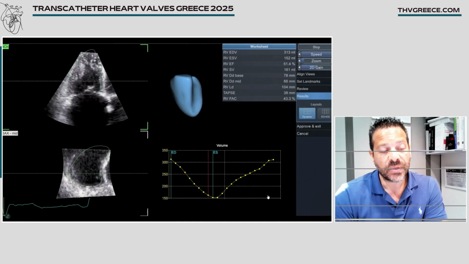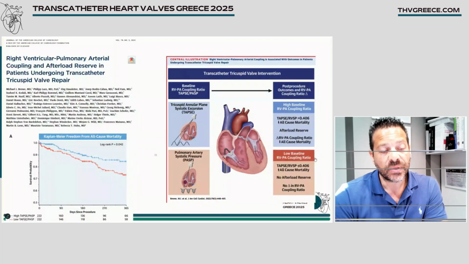And we need to include all these parameters into our clinical practice. Apart from these, RVPA coupling is also very important. It is an index of TAPSE towards PASP, the most commonly used, or we can also use the GLS.